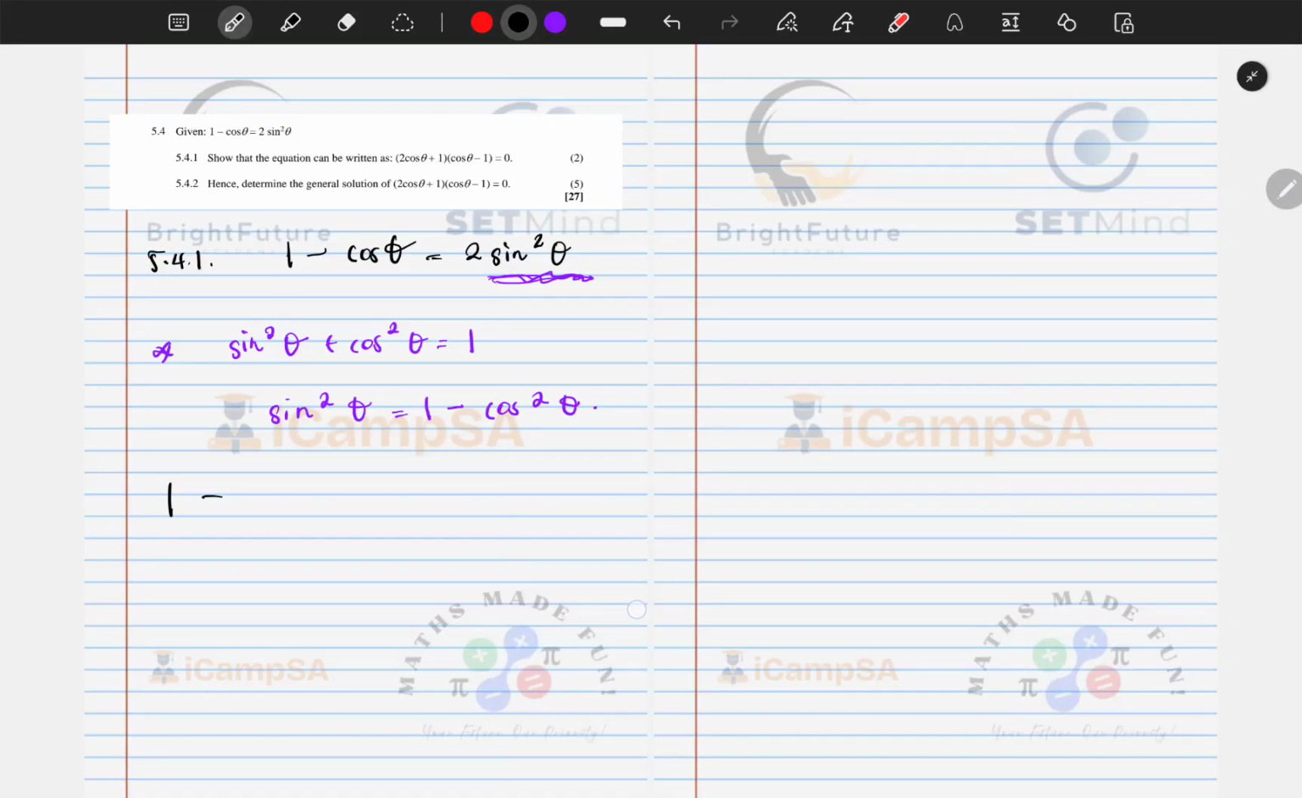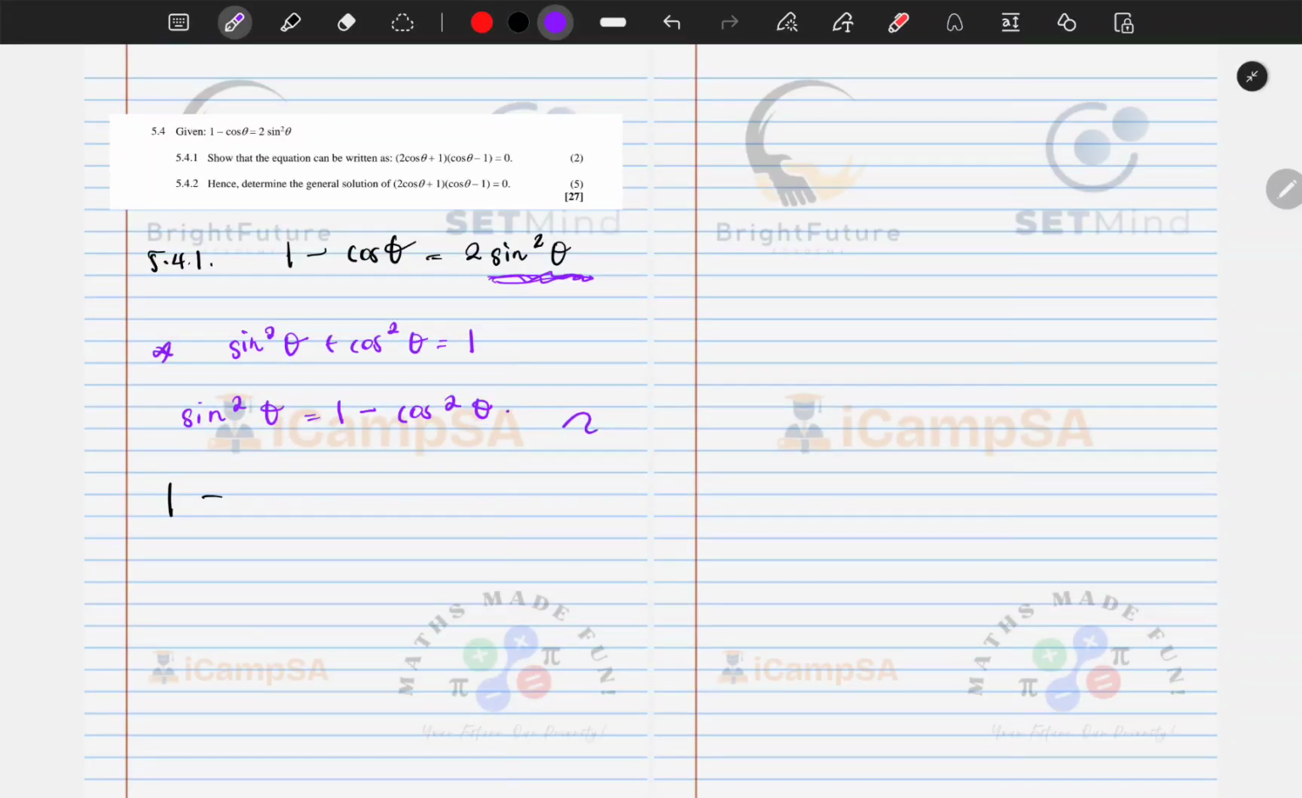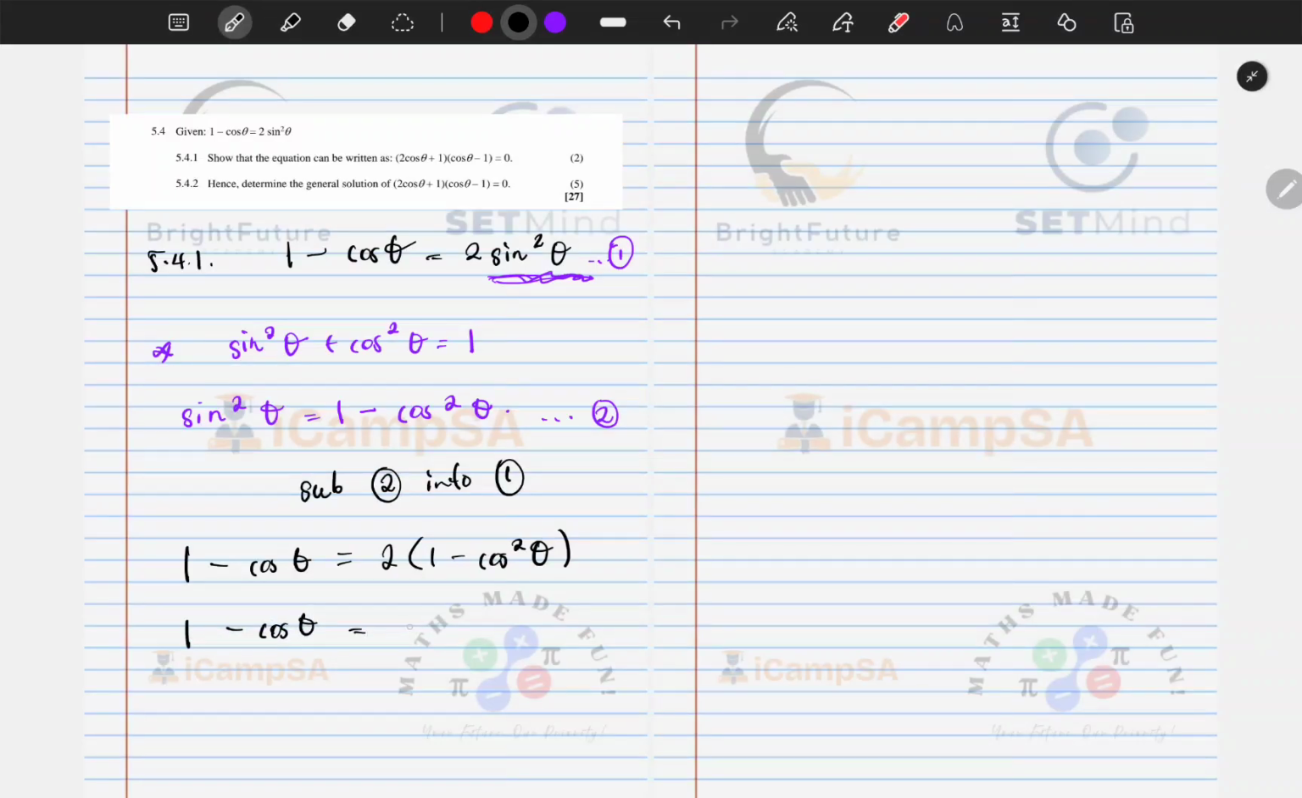So now I'm going to have 1 minus, right? You can even call this equation 2, and this is your equation 1. And then you can simply say sub equation 2 into equation 1. So now you are going to have 1 minus cos theta equals to 2 into 1 minus cos squared theta. And then from here, you are just going to have 1 minus cos theta is equals to 2 minus 2 cos squared theta.